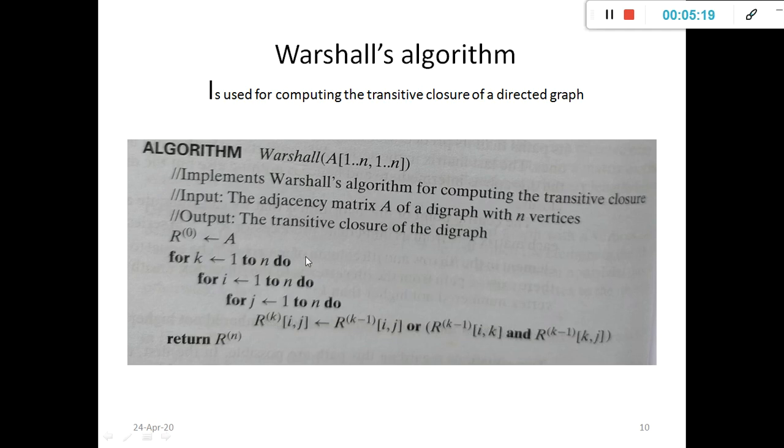Repeatedly perform this for all possible paths through all the vertices in the given connected graph. Then finally it will generate the resultant transitive closure and return this transitive closure R^n for the n vertices. Okay, and this is the resultant matrix.